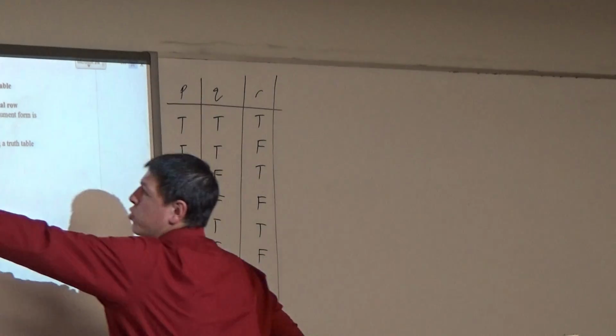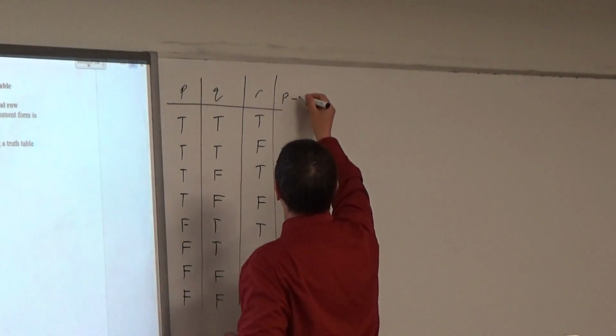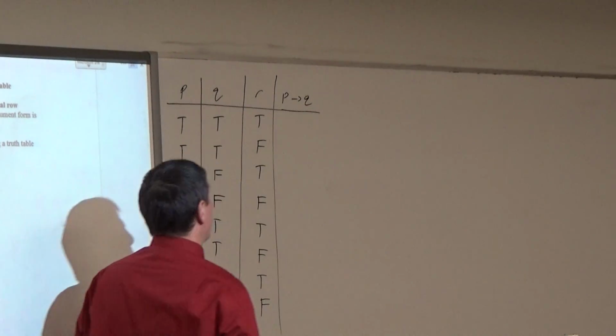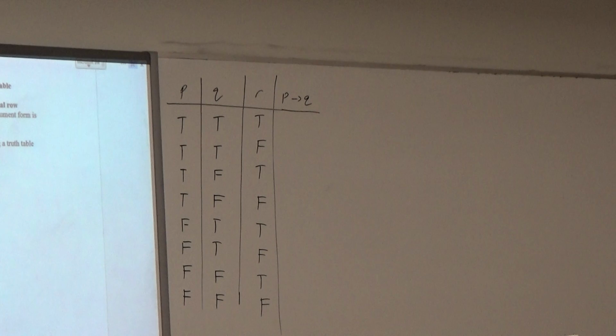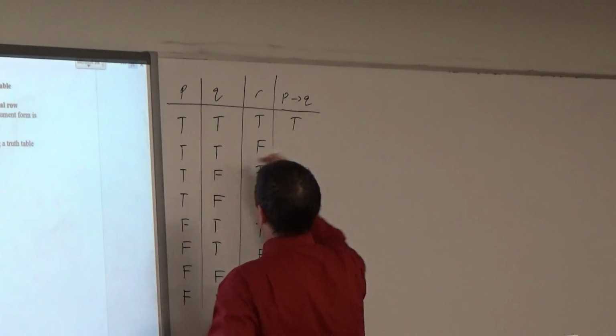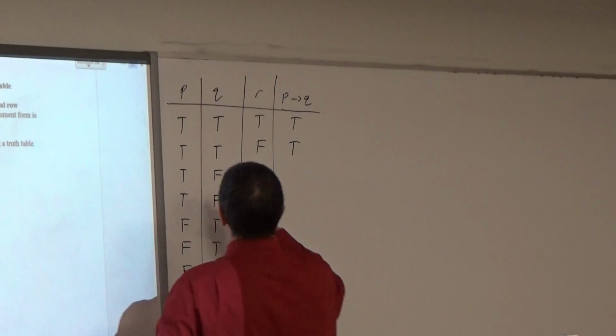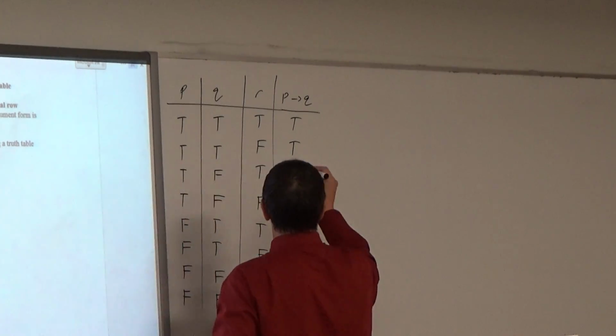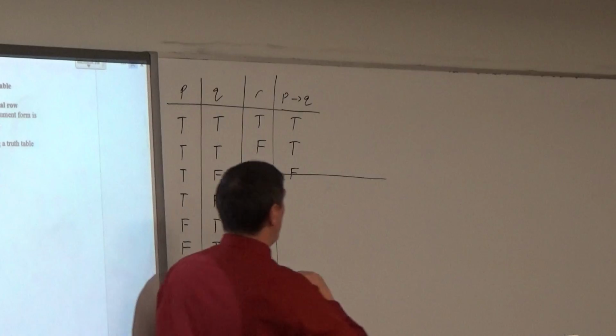The first premise we have is P implies Q. Somebody remind me, because that was almost 2 days ago: when is the only time that the conditional is going to be false? Yes, if you had true implies false. Very good. So the only time that the if-then is going to be false is if you have true implies false. True implies true is true. True implies true is true. True implies false is false, which means we're done with that row.